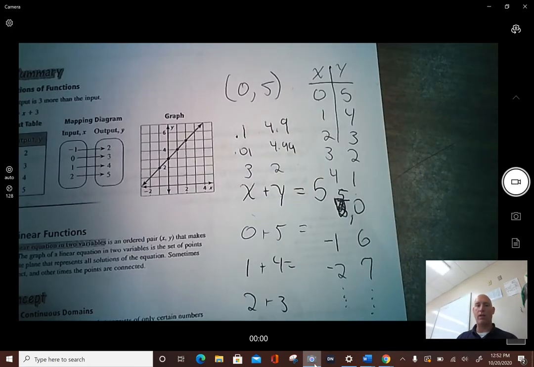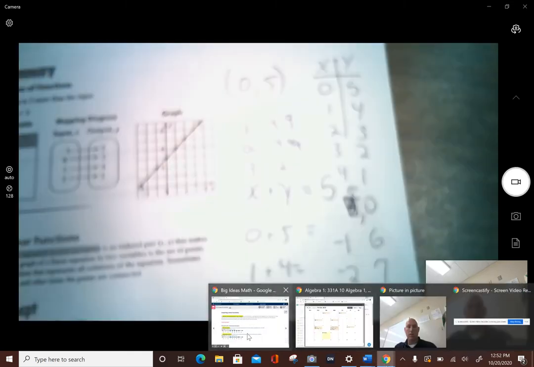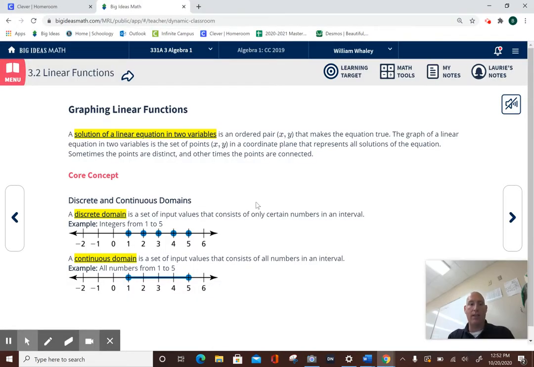So when we're thinking of solutions with two variables, depending on the story problem, it is possible to have an infinite number of solutions. And not only is it possible, it's actually typical. So now let's get back into the book and see what they're going to describe this as. So depending on how the problem goes, you could have a discrete domain or a continuous domain.